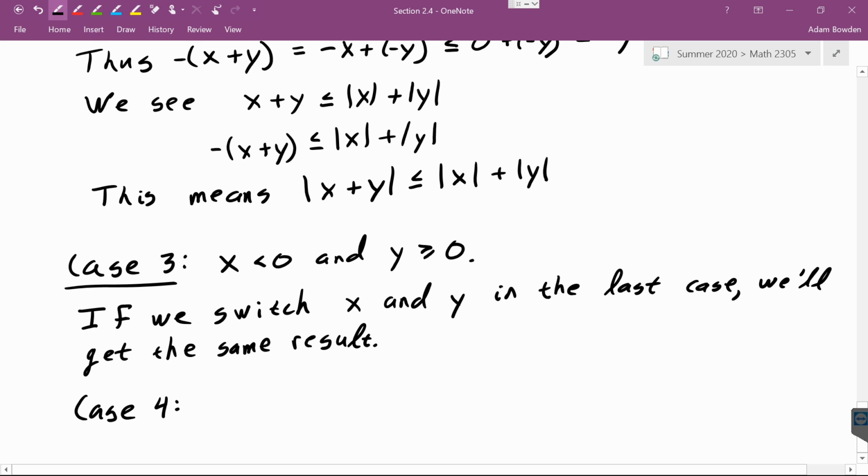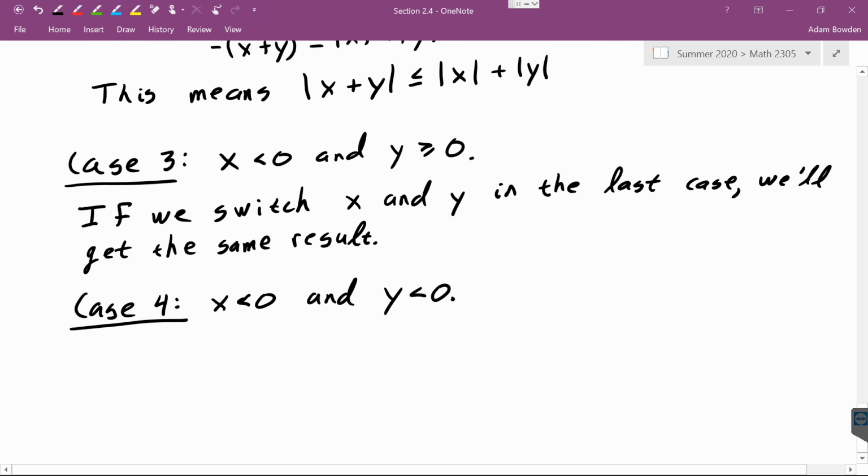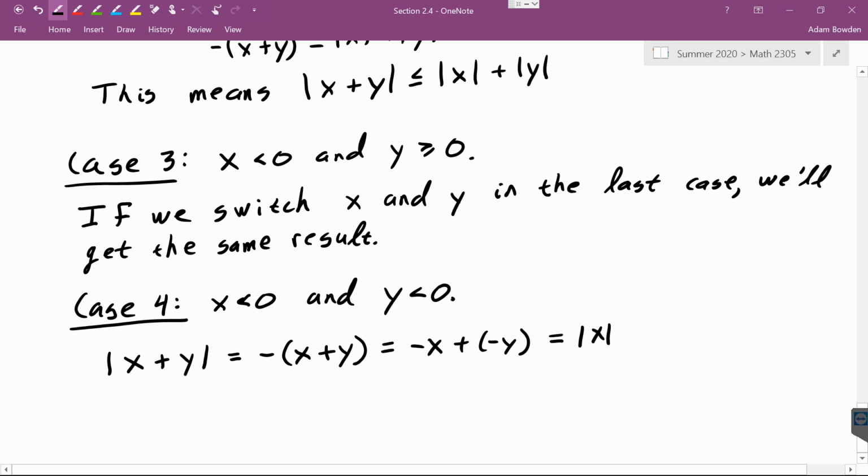And then finally, for the last case, case 4, we're going to be dealing with x is less than 0 and y is less than 0. So now this is something different. Let's see how it works. In this case, the absolute value of x plus y, since they're both negative, in this case, or they're both less than 0, that'll be the same thing as negative x plus y, which is equal to negative x plus negative y. And negative x is equal to the absolute value of x, and same for y.